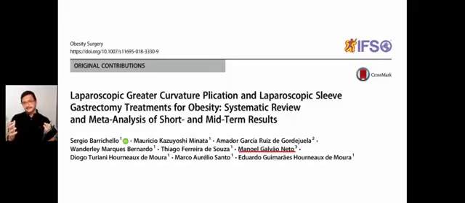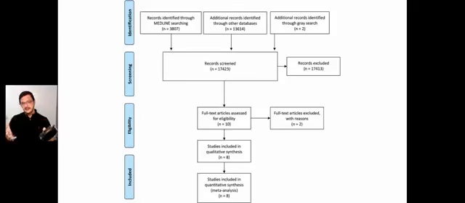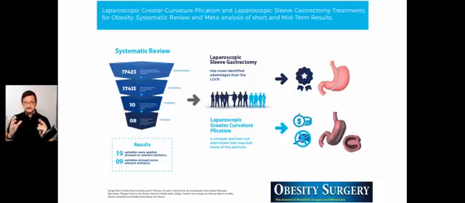Among quite a few papers in the literature, we reviewed around 30 papers on laparoscopic greater curvature plication. Our group published a systematic review and meta-analysis with short and mid-term results. As you can see here, the structure of the meta-analysis ends up with 8 papers that could be evaluated, and this graph shows you exactly what we found in this paper.